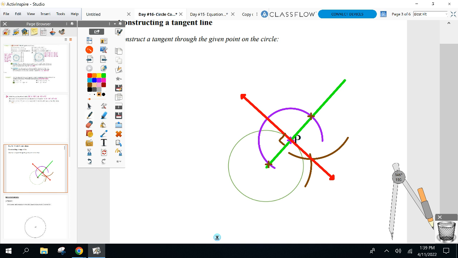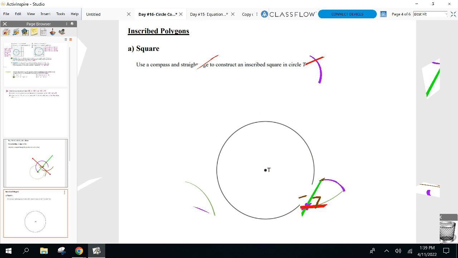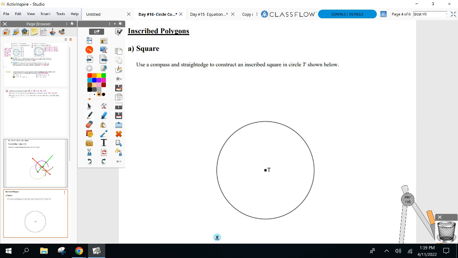Oh, I love these next three. Gets me all fired up, these next three. Ooh. Inscribe a square. Where do the vertices have to be? On the circle. Good, Matt. Can't just do one of these bad boys and call it a square. Got to be on the circle.